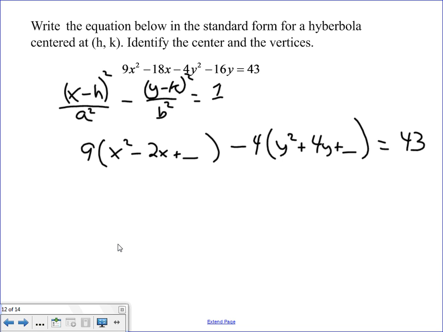To complete the square on the x's, half of 2 is 1, so I'm just going to add 1 there. Half of 4 is 2, and 2 squared is 4.